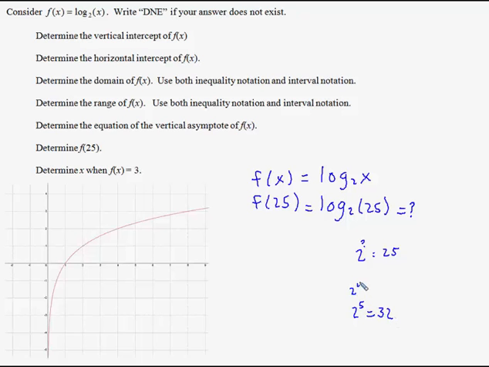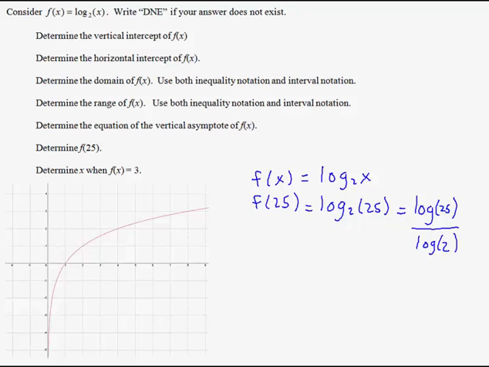And I know that 2 to the 4th is 16, and 16 is too small, right? We're trying to get 25. I know my answer is between 4 and 5, but I'm going to need a calculator to get a more accurate answer. On my calculator, I'm going to have to use the change of base formula because my calculator doesn't do base 2. The change of base formula basically says that you take the log of 25 and you divide by the log of 2.